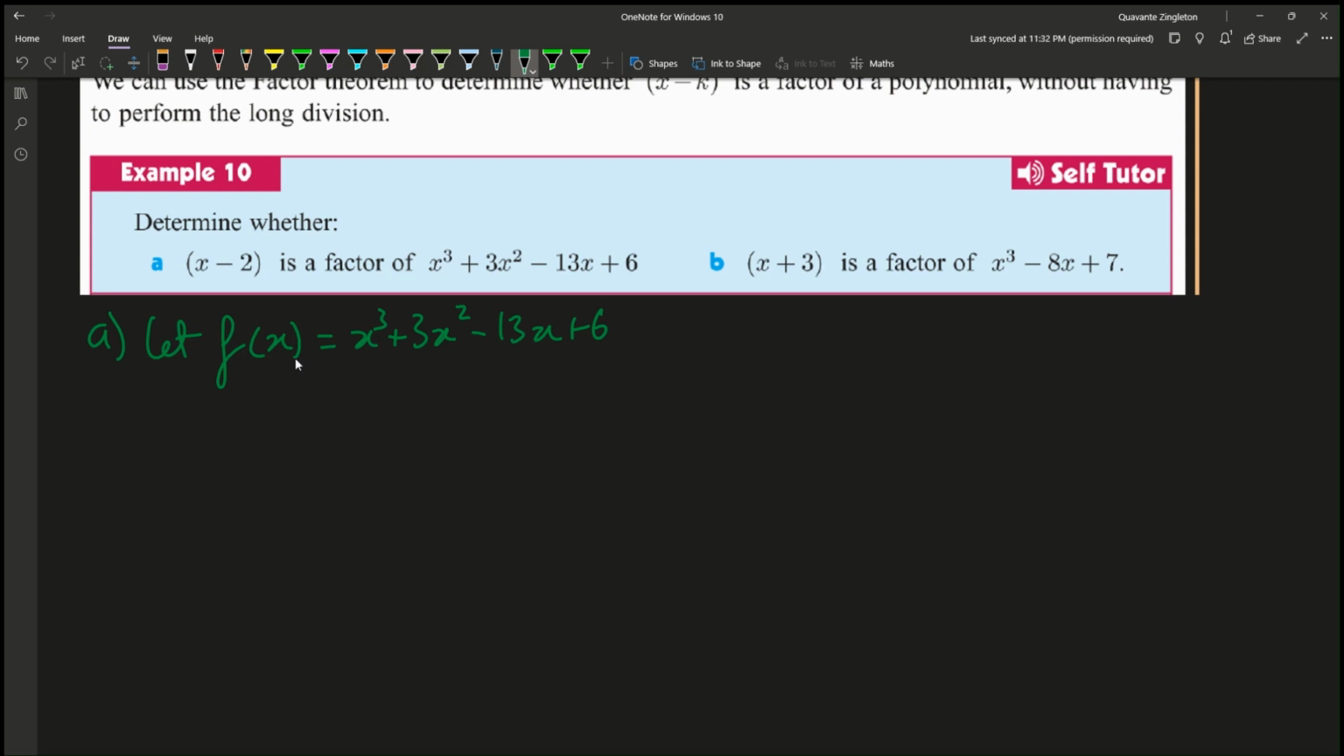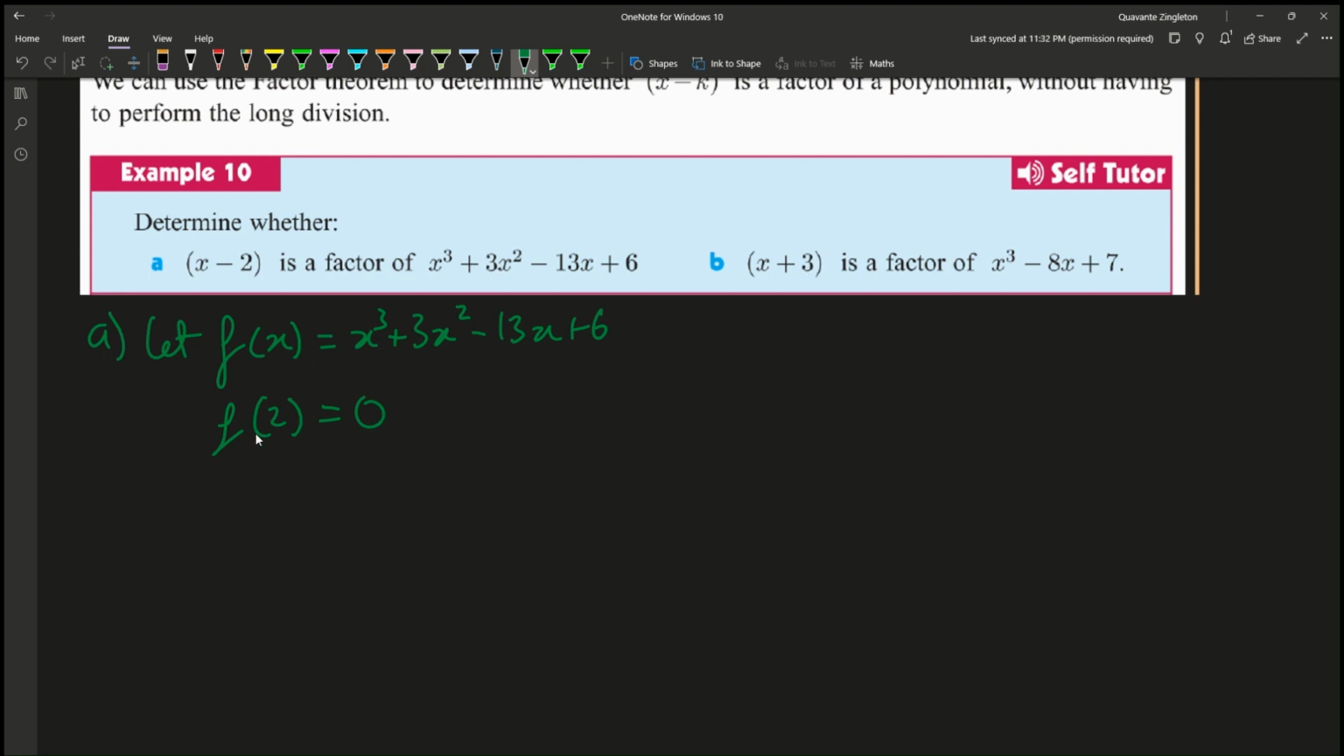Using the factor theorem, we first assume that it's a factor. If it's not a factor, it'll contradict, and then we can deduce that this isn't a factor. So we assume it's a factor and look at the sign of this number, -2. The sign is negative, and you just flip the sign so it becomes positive. So f of 2 should equal 0.